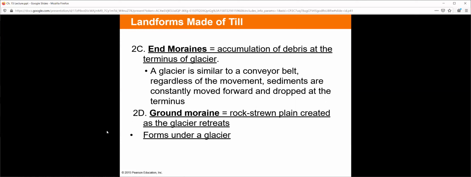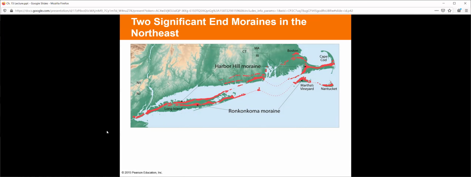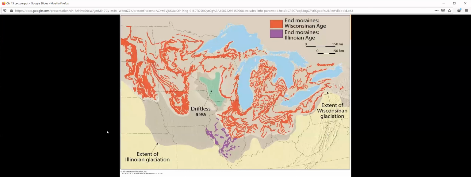You can see end moraines up here in the northeast, and these are the line of the glacier as it left, and it proceeded to form Long Island, Martha's Vineyard, Nantucket, Cape Cod. The reason the geology of this area exists as it exists is because this is how far the glacier got. This is the end of the glacier, right? And we can see these moraines even better all over these parts.